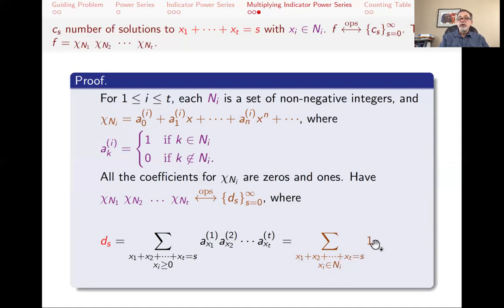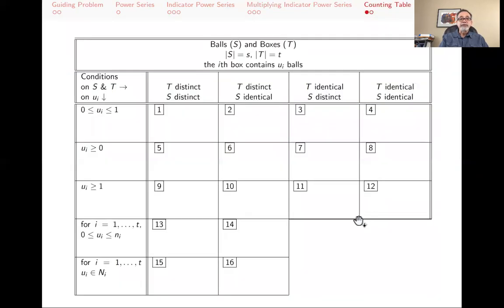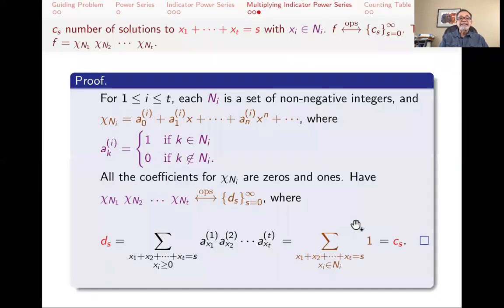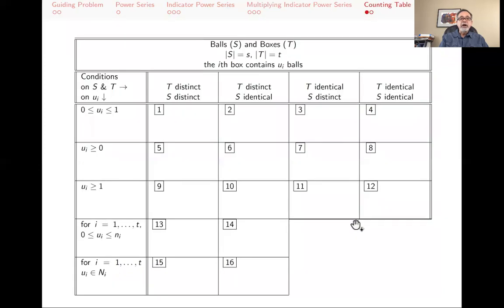And so when you're adding 1s, the answer is going to be the number of solutions, and the number of solutions was c_s. That's what we wanted to prove: that this function we got by multiplying these indicator functions is the ordinary generating function for c_s. And we saw that the coefficient of x^s is c_s. So that proves it.